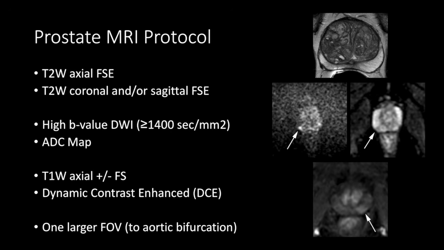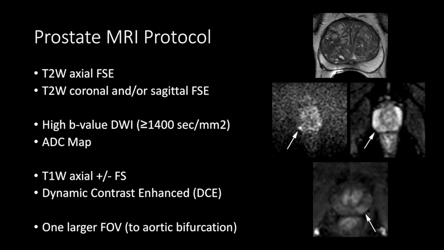If this is complicated, take a step back and think of it like this. Essentially, you have your T2 weighted sequences. This is a T2 weighted axial sequence here. You have your diffusion weighted images. Here you have a high B-value DWI sequence on the left and the ADC map on the right. You have your T1 pre and then dynamic post-contrast images with the DCE image shown here, and then at least one wider field of view image to look for nodes.